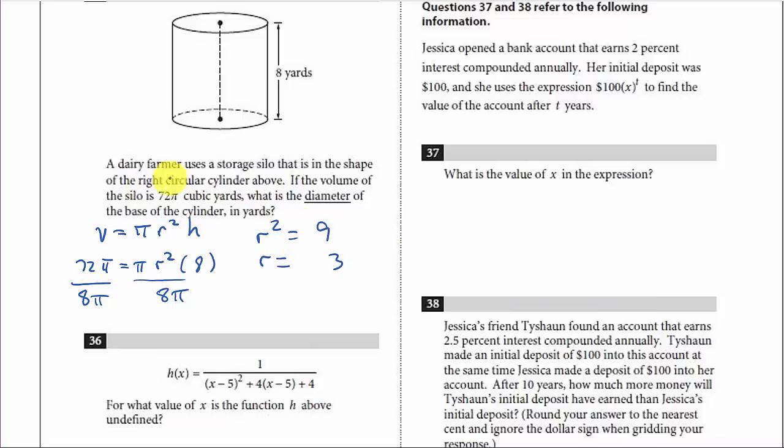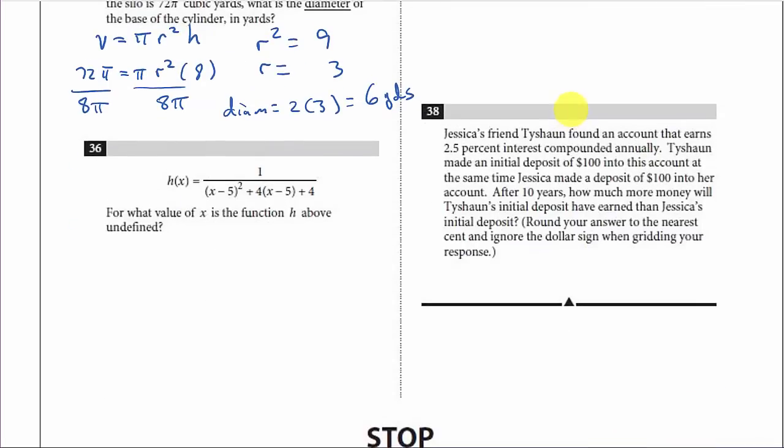And let's see, what did it want to know? What is the diameter? Okay, notice they underlined it there. They're trying to trick you again, I think. Well, the radius is 3, so from here to here is 3. Well, remember the diameter is equal to 2 times the radius, and so that's 6, and that would be yards.